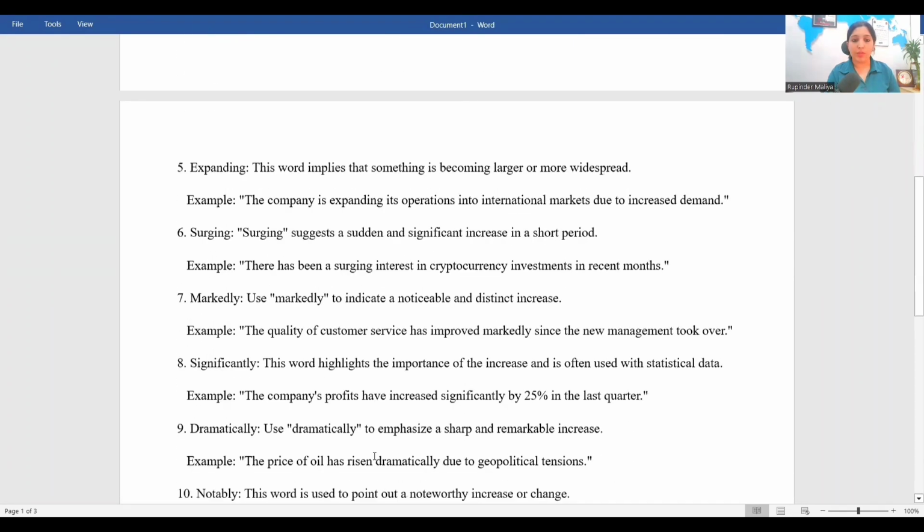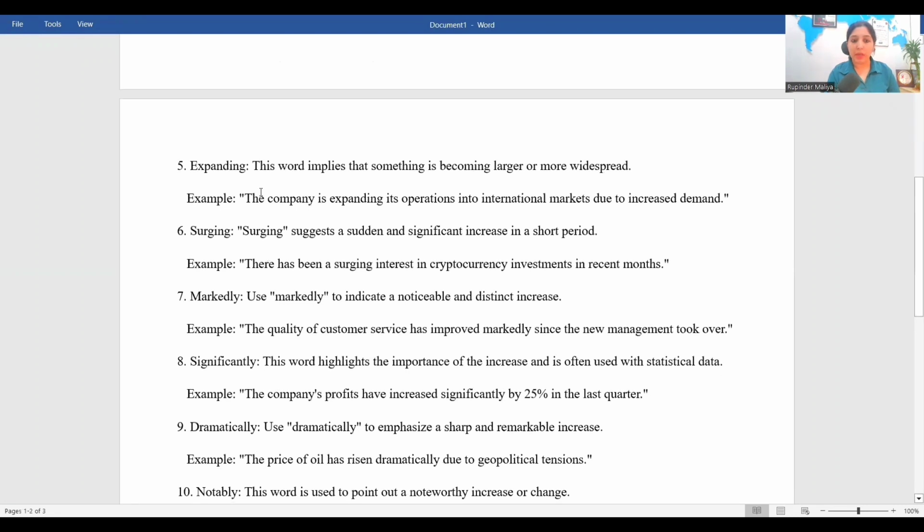Have a look at few more words. The word expanding can be used. The company is expanding its operations into international markets due to increased demand. Surging, sudden and significant increase in a short period. There has been a surging interest in cryptocurrency investments in recent months. Then we also have markedly. The quality of customer service has improved markedly since the new management took over.